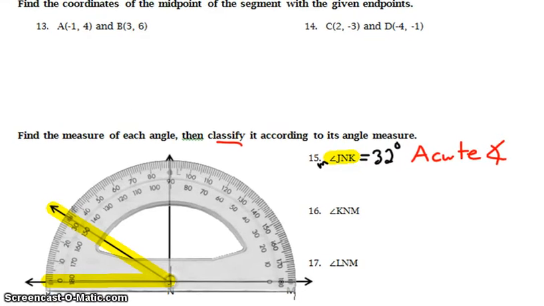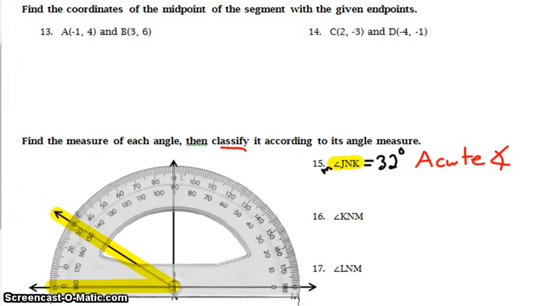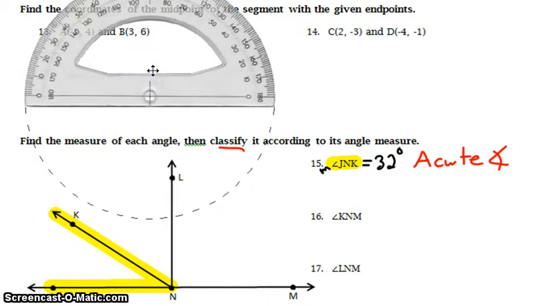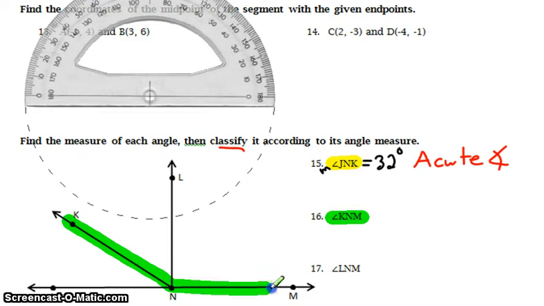Let's look at the next angle, KNM. Let's erase this so we don't get mixed up with it. So this angle starts at K, the vertex is N because that's in the middle, and it goes to M. So I'm going to start at K, go to N, and then stop at M. Looking at that angle, we automatically should realize that it's an obtuse angle.